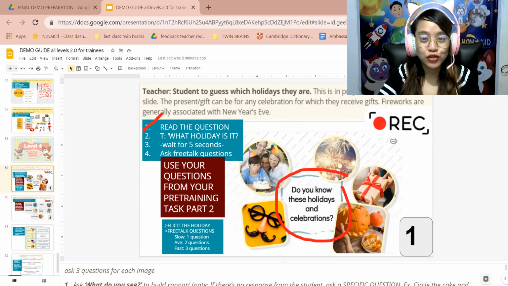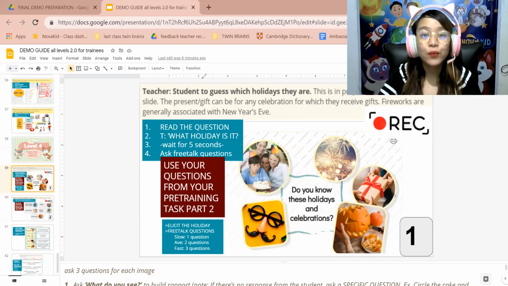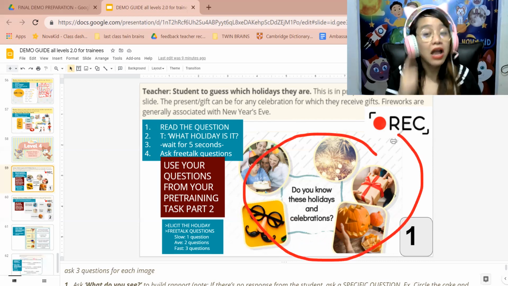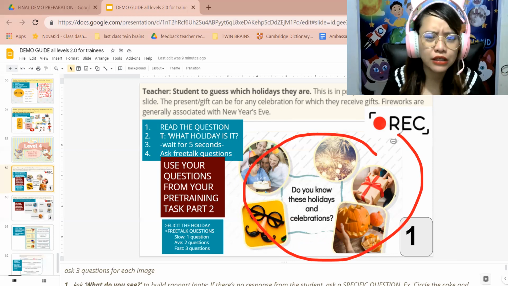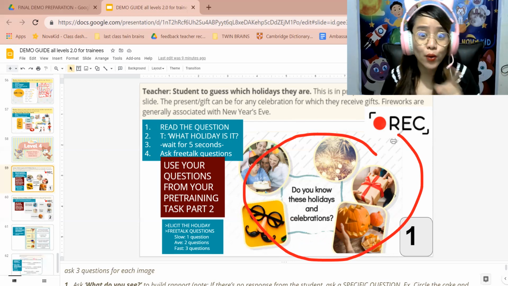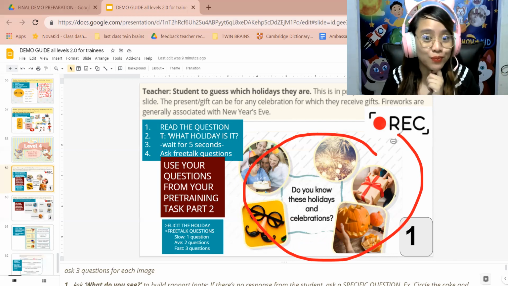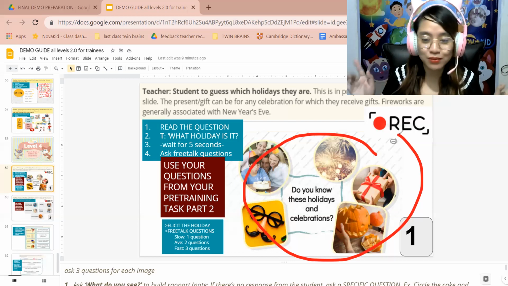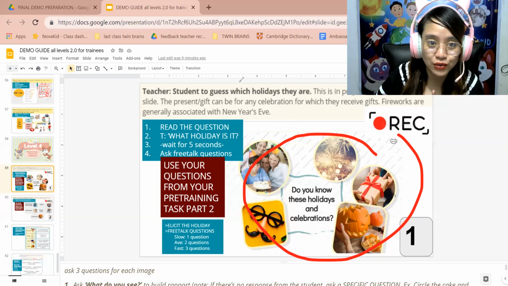After reading the question, you have to wait for a few seconds because if the student is a fast learner, the student will answer right away. Like this. Yana, do you know these holidays and celebrations? Oh, yes, teacher. The gift could be Christmas. The boy blowing out candles could be a birthday celebration, fireworks, New Year's Eve, and so on. So that's a fast learner student.